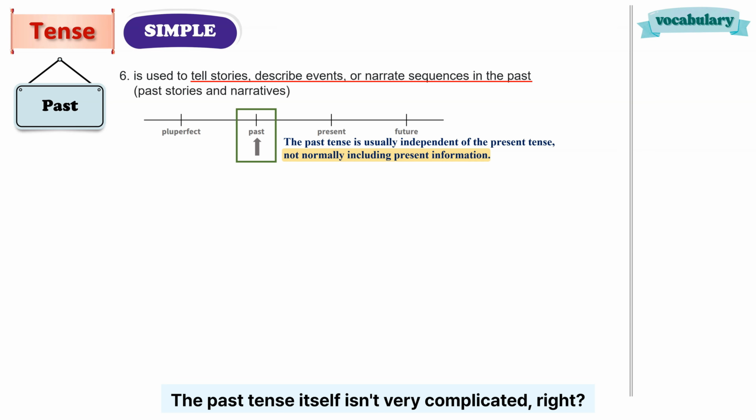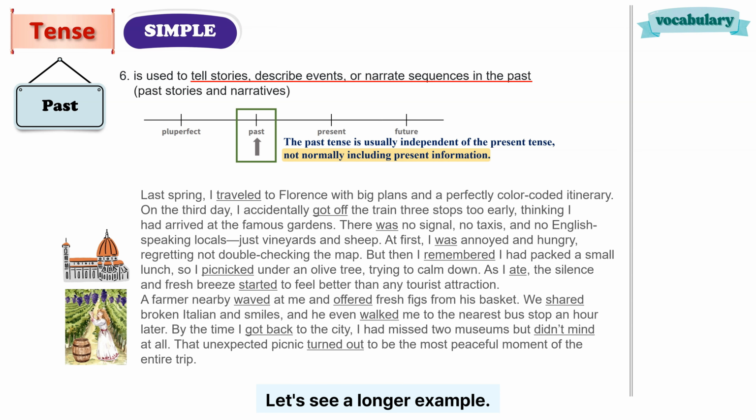The past tense itself isn't very complicated, right? Now, for its last major use. The past tense is also used when we describe or narrate episodes or events in the past, or when we list a series of past actions. This isn't a difficult concept either. Let's see a longer example. Except for a few words, the content isn't very hard, so I'll paraphrase.